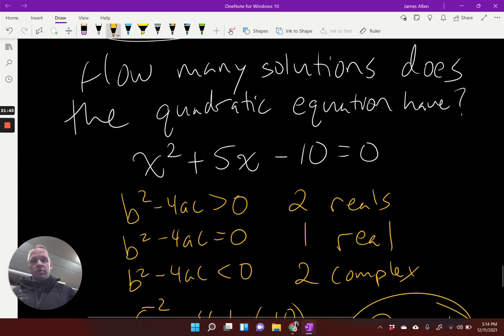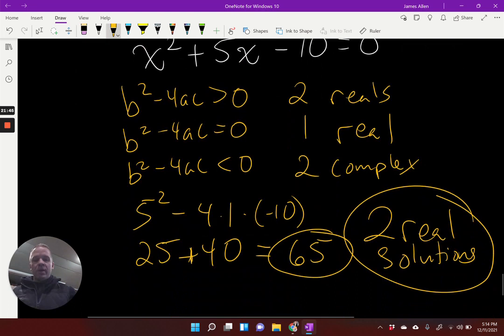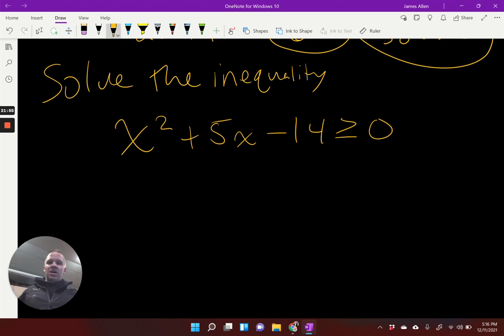The answer to this one is 2 real solutions. How many solutions does it have? And it will ask you to specify real or complex. 65 is my discriminant. It could also ask, what is the discriminant? And what does it tell you? Okay? All right, solve the inequality.